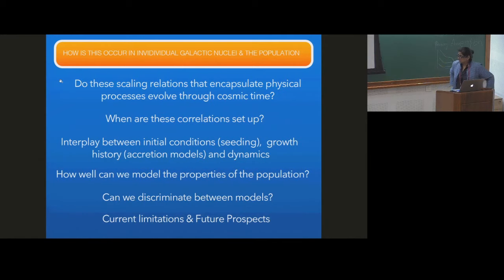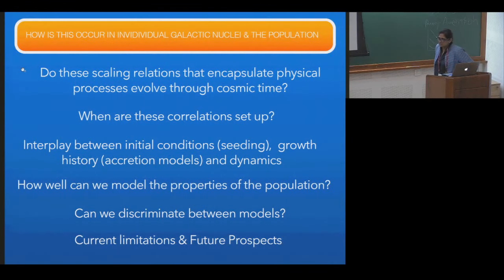So the big questions that we have, and I think I've been phrasing them as we went along, and so here they are all put together, which is that the observed correlations give you some kinds of scaling relations that give you a starting point for building these models. And the question is, when are these correlations set up, or how fundamental are they? And then in the modeling, as I mentioned to you already as well, there's a real interplay between initial conditions, which is seeding, and the growth history, which is the accretion models, what we assume for the accretion geometry and so on, and the dynamics of black hole mergers.